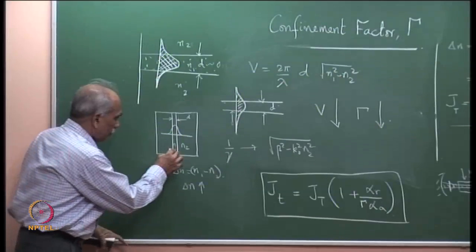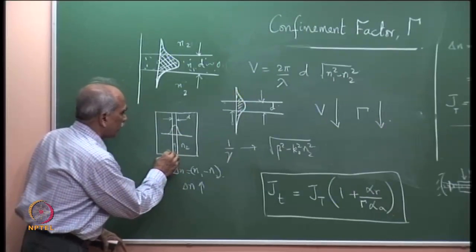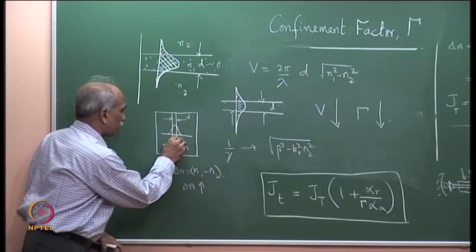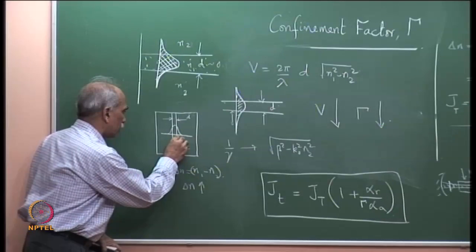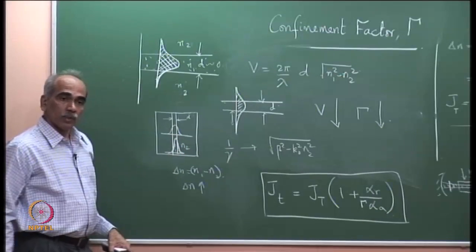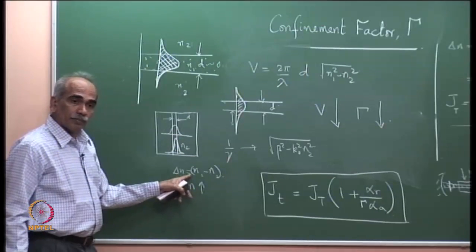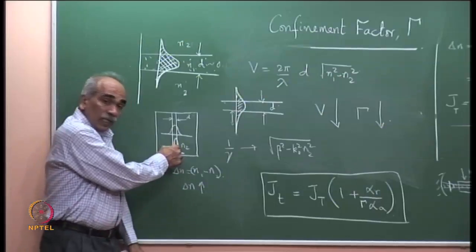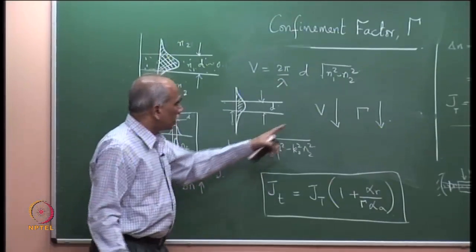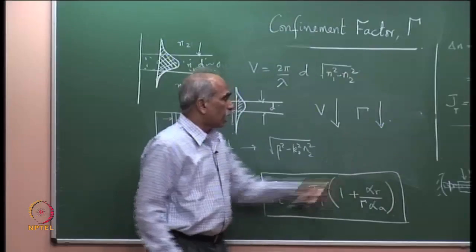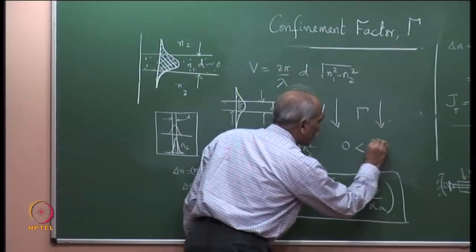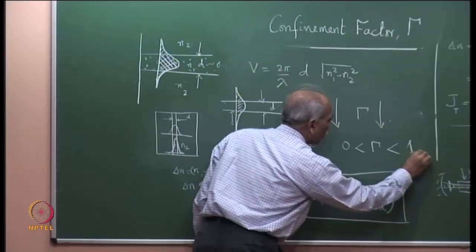If V goes up, this will get more tightly confined. So, if I want to draw it here, this will get tightly confined like this. It will get tightly confined if delta N goes up. So, the fractional energy inside the core increases, which means gamma approaches 1. Gamma is between 0 and 1.